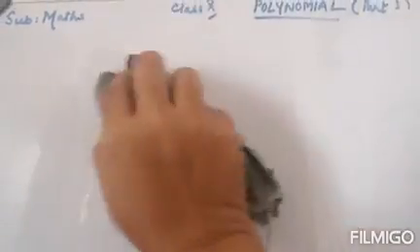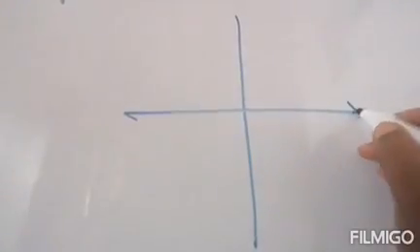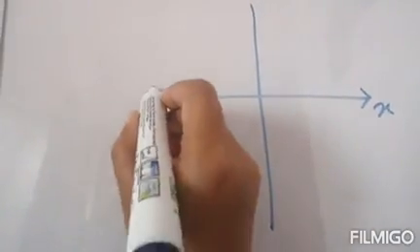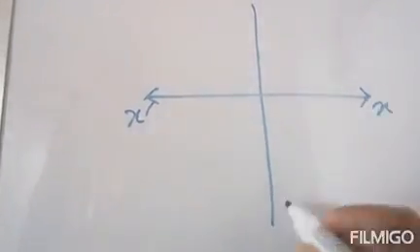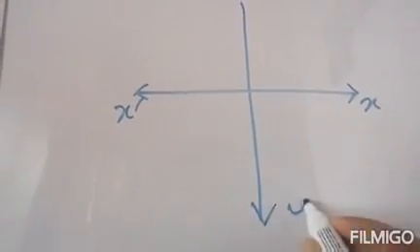Let's see. Suppose I have one graph. This represents x-axis, this is x dash, this is y-axis.